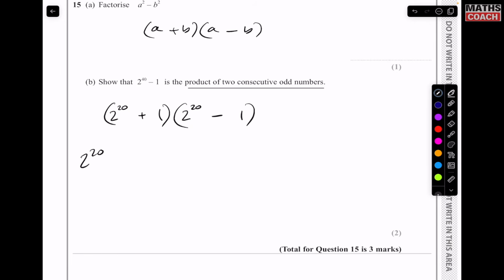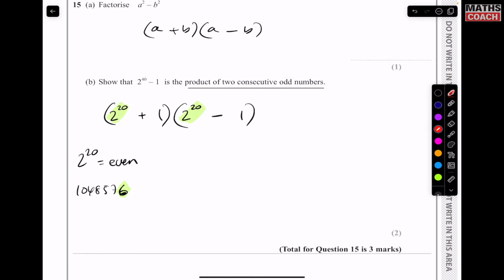Is it an even number or an odd number? So 2 to the power of 20 is an even number. You can check this on your calculator, all right? It is equal to 1,048,576. It's a calculator paper. You can check that as well. All right, that's probably the easiest way. And look, this number here is an even number.